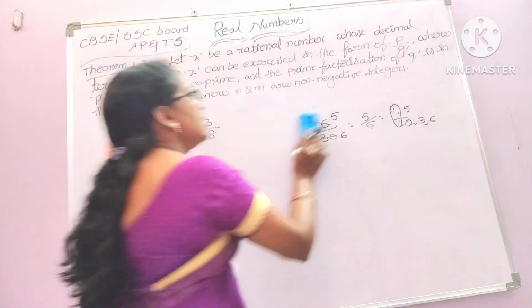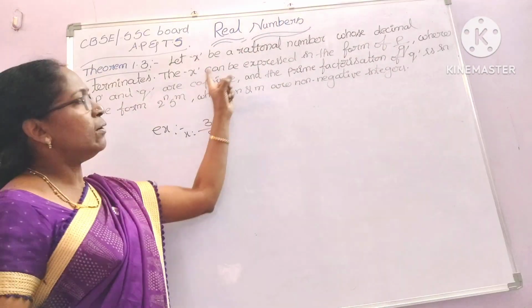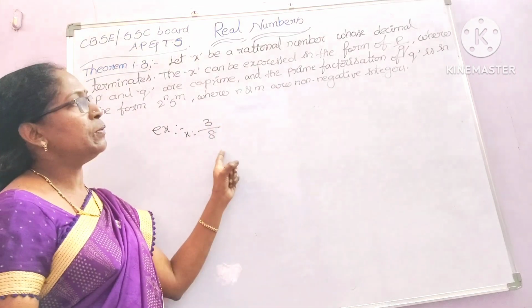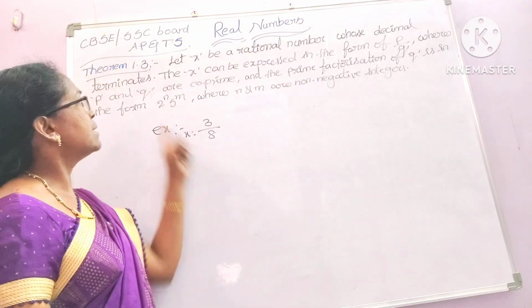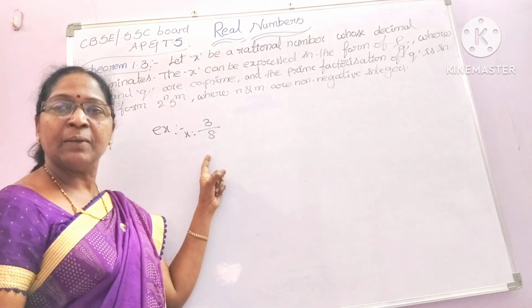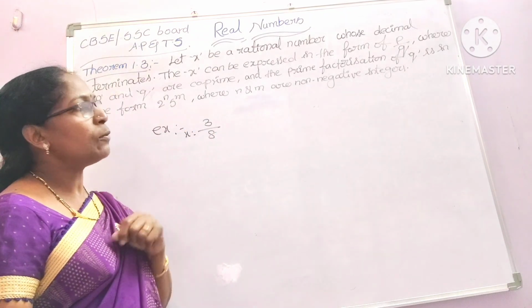Now here, example 3 by 8 I have taken. Here the number is in the form of p by q, where p and q are integers. And these two are co-prime numbers.